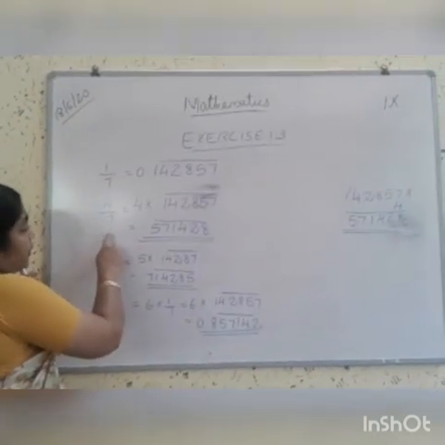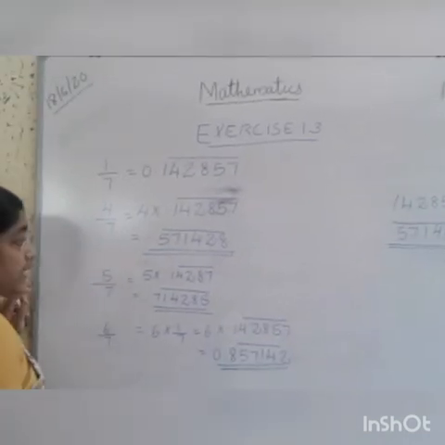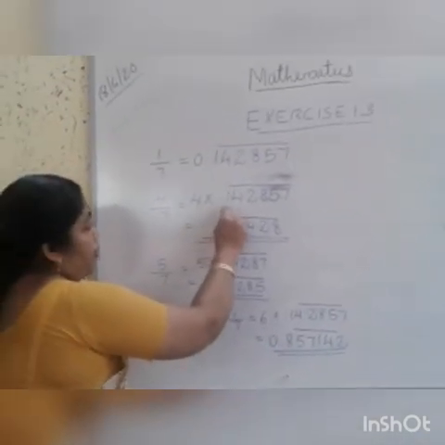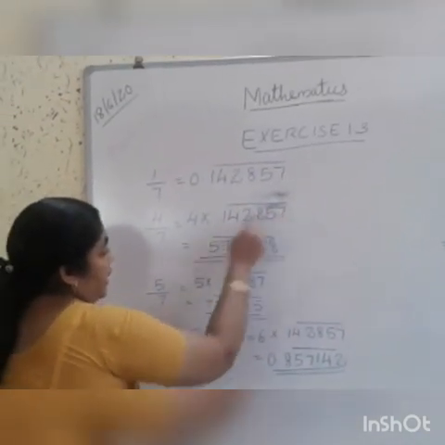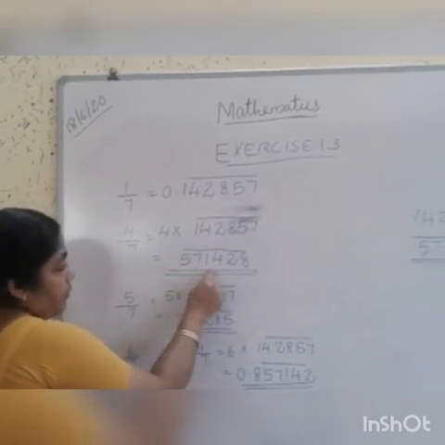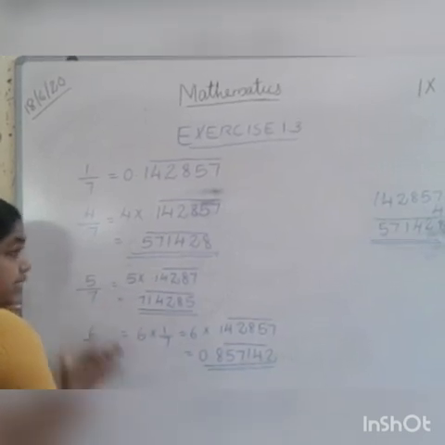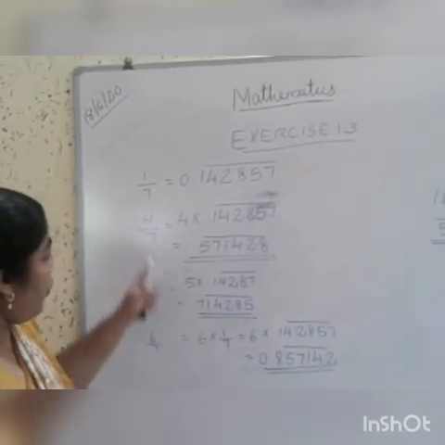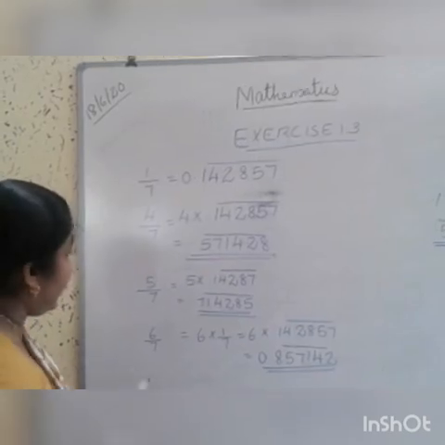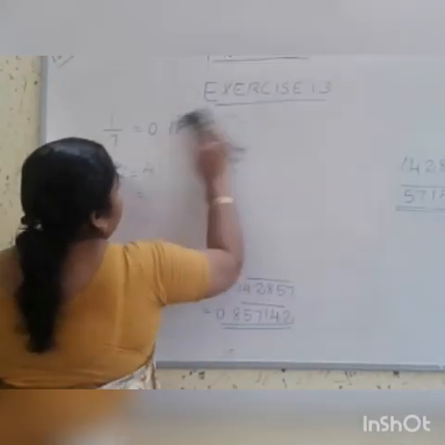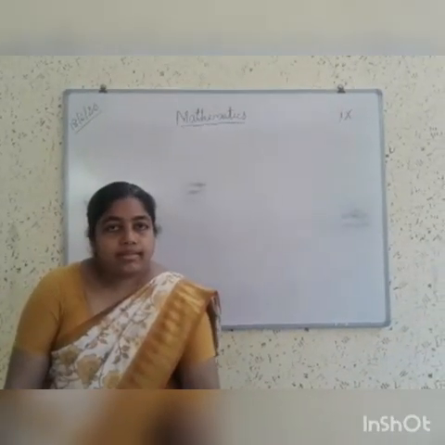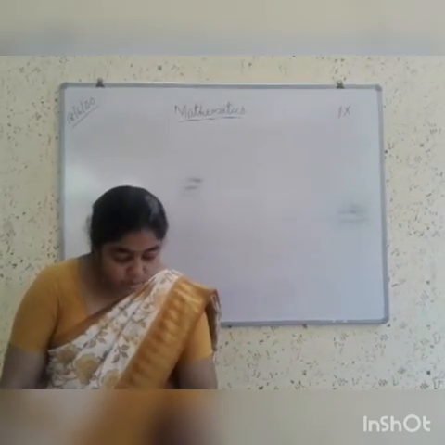4 by 7 is equal to 4 into 1 by 7. That is equal to 4 into 0.142857 bar. That is equal to 0.571428. Same like this, we can find 5 by 7 and 6 by 7. All of you write the notes very neatly. Third one, you already do it as homework.